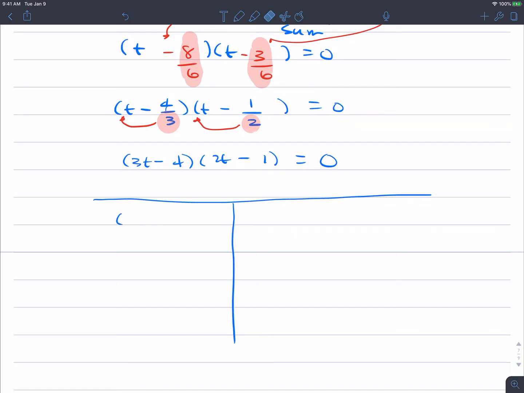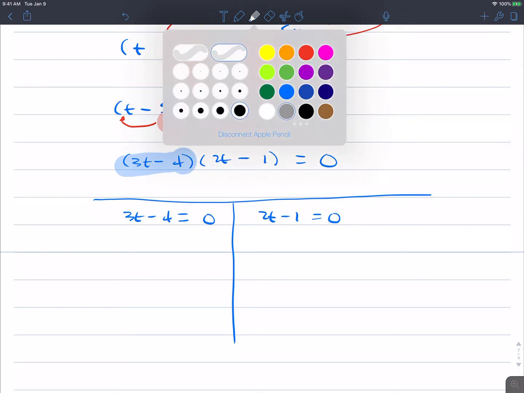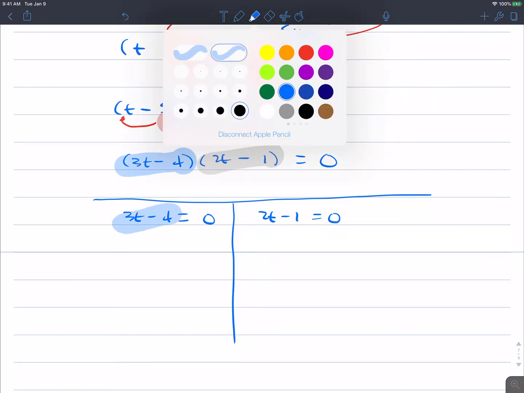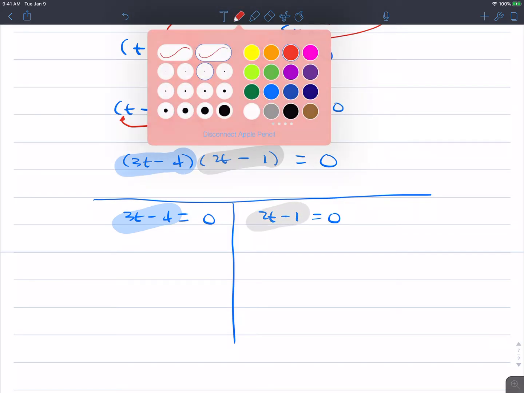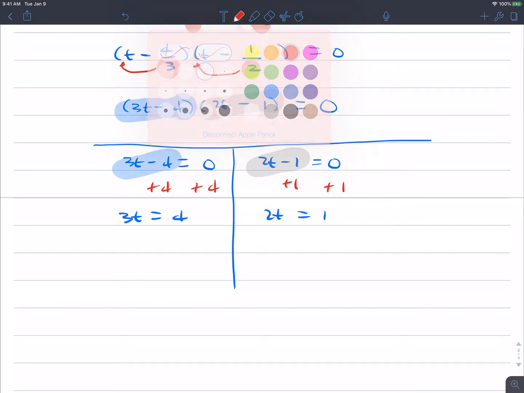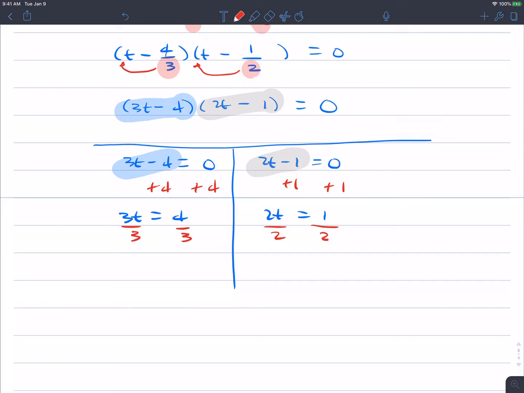So now by the zero product rule again, we have 3t minus 4 equals 0, 2t minus 1 equals 0. First term times the second term is 0. And what that means is either the first term is 0 or the second term is 0. We add 4 to both sides here, and add 1 to both sides here. We get 3t is 4, and 2t is 1. We divide both sides of the first equation by 3 and of the second equation by 2. So we get t here is 4/3, and t here is 1/2.